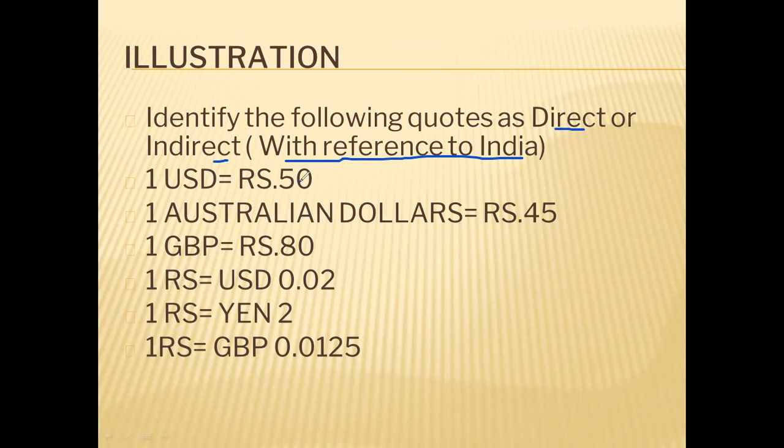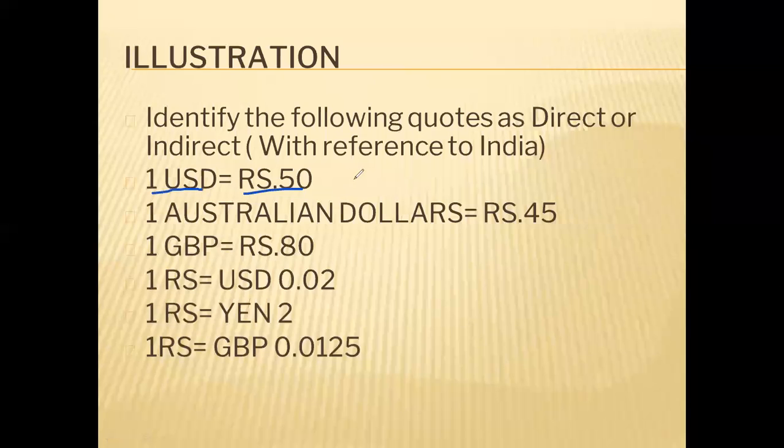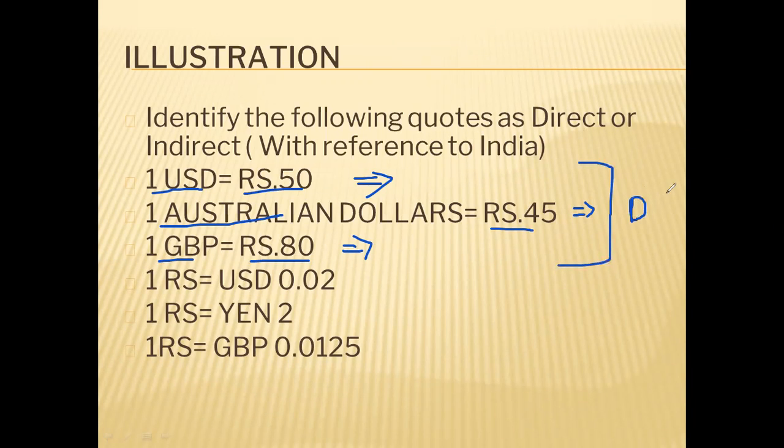1 USD is equal to rupees 50. Left hand side foreign currency, right hand side home currency. So this quote will become which quote? Left hand side foreign currency, right hand side home currency. If you apply the logic, these three quotes will become direct quotes.